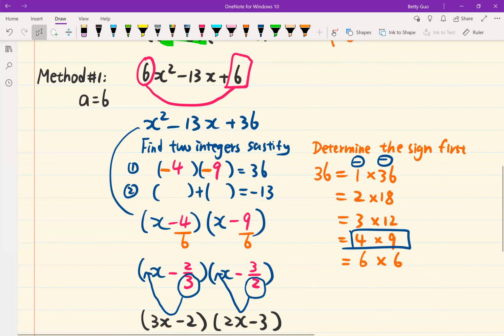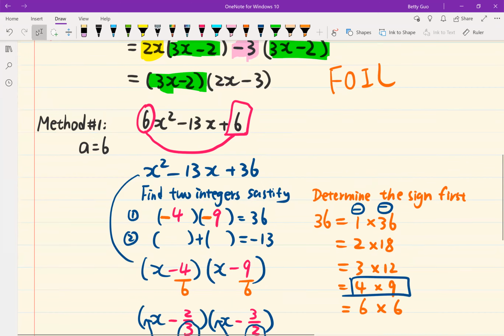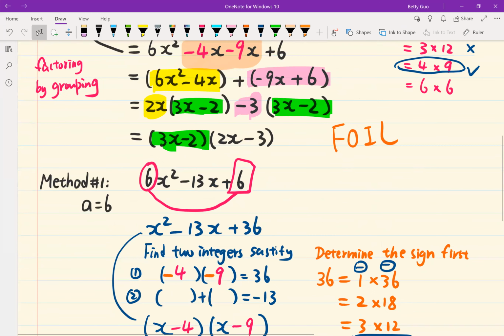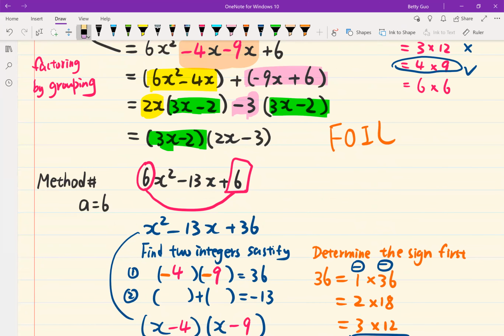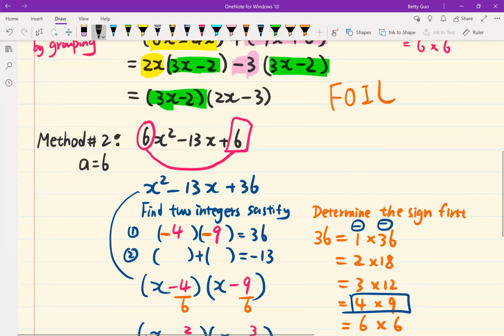This is the second method, method 2, the slide divide slide method.